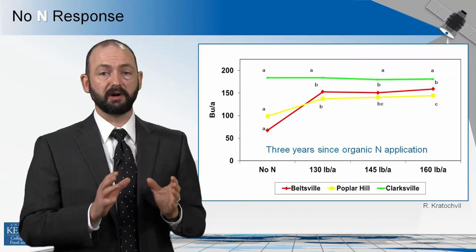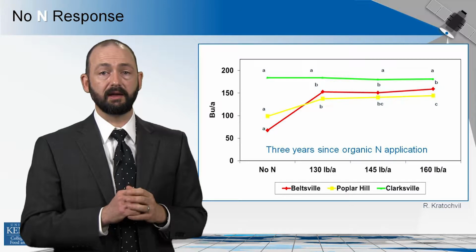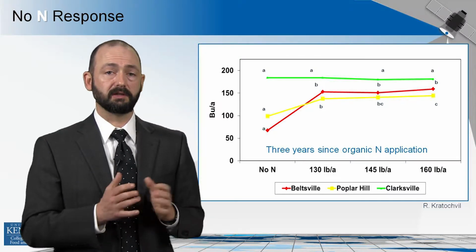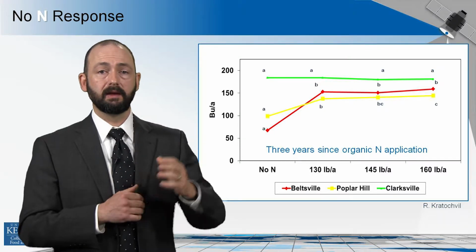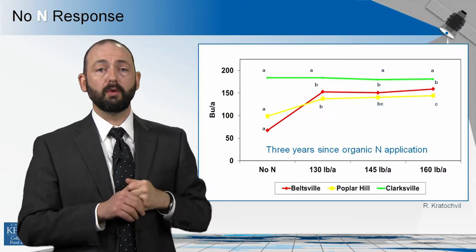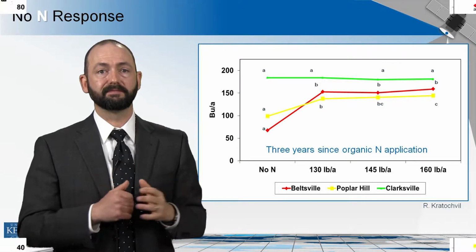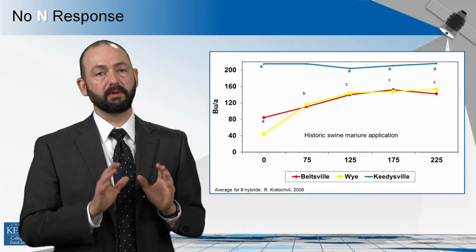Here's another example, very similar, same year, 2008. In this example, there was 3 years since the last organic nitrogen application. It was a manure application. It was at this site we call Clarksville, and we got almost 200 bushels per acre with 0 pounds per acre of nitrogen. And in the last example, this is the most stunning.